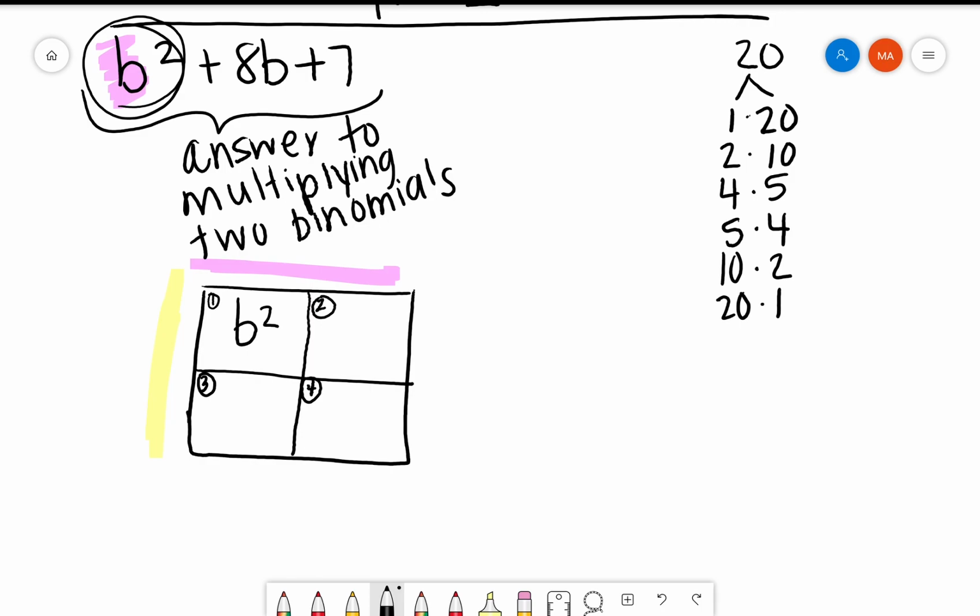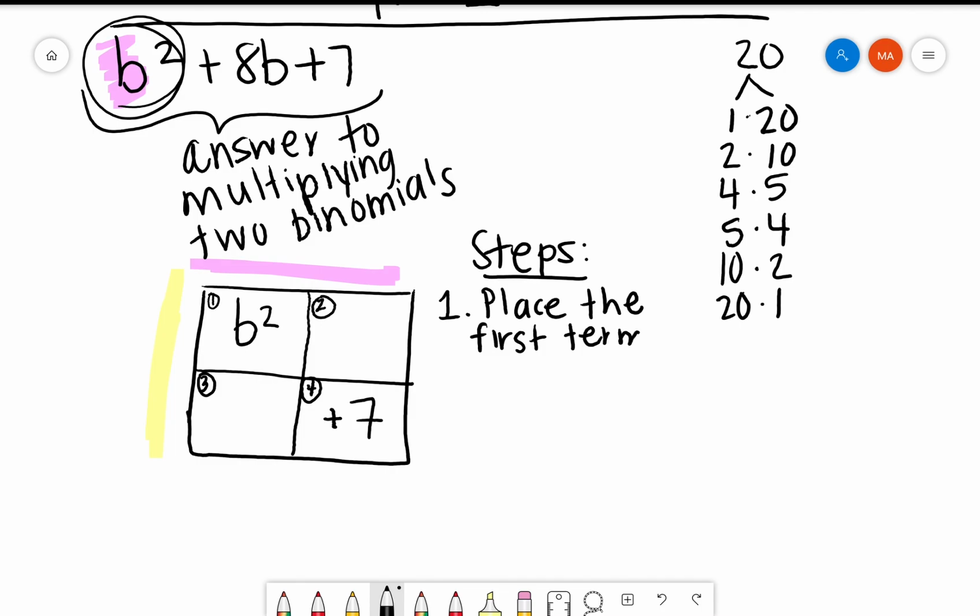So my first term should always go in my first box, okay? Then what I'm going to do is place my last term. And what I like to do is put the signs in them, okay? That way I know what signs I need to be working with. Okay, so I have a positive 7 on the last one. So I'm going to write my steps right here on the side. So first thing I want to do, place the first term in the first box.